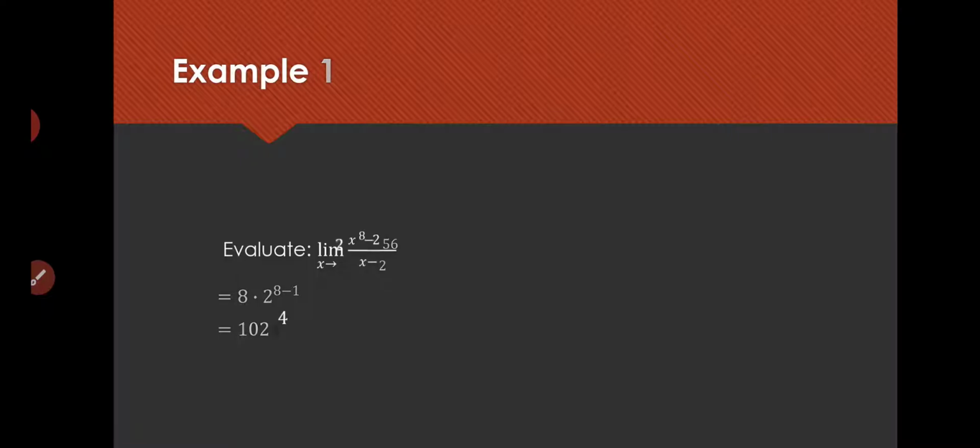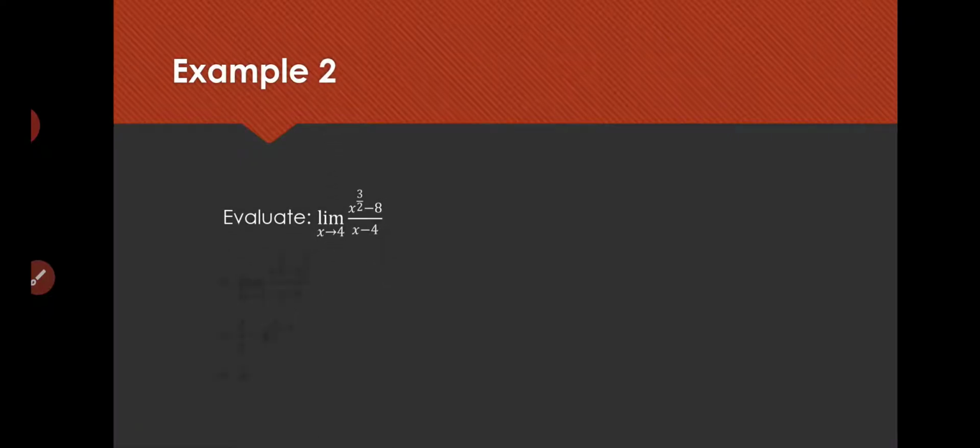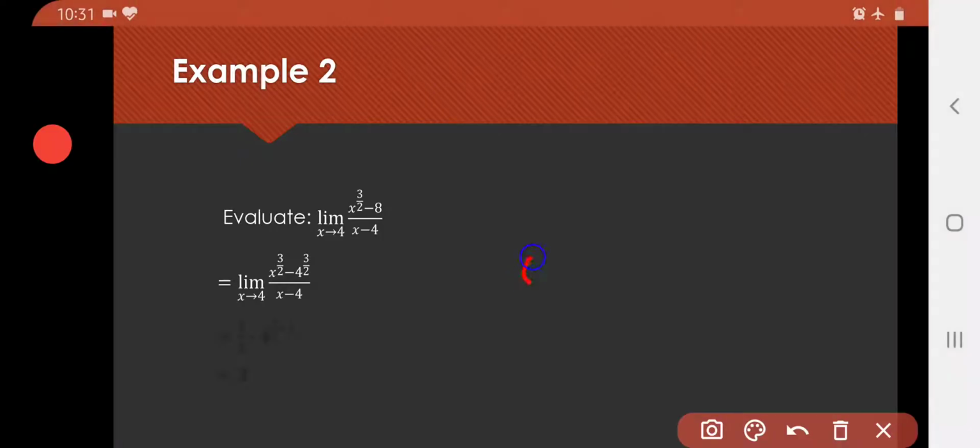Next, number 2. Limit x tends to 4, x to the power 3 by 2 minus 8 by x minus 4. Now 8 can be written as 4 to the power 3 by 2. 4 to the power 3 by 2 is basically 8. So therefore it is again in the form x to the power n minus a to the power n by x minus a. So therefore it becomes n into a to the power n minus 1.